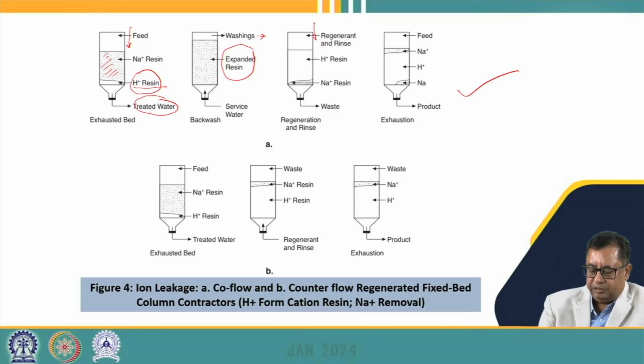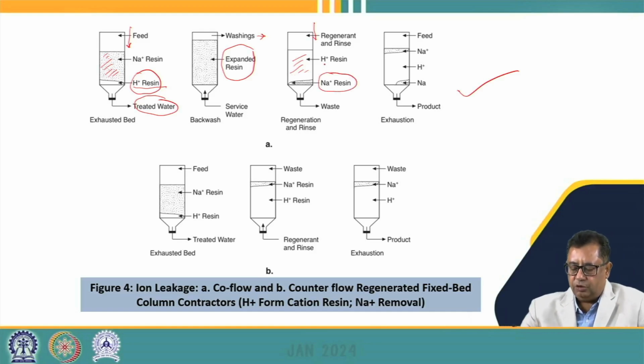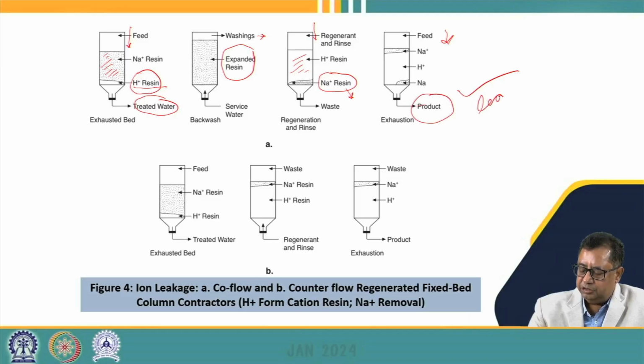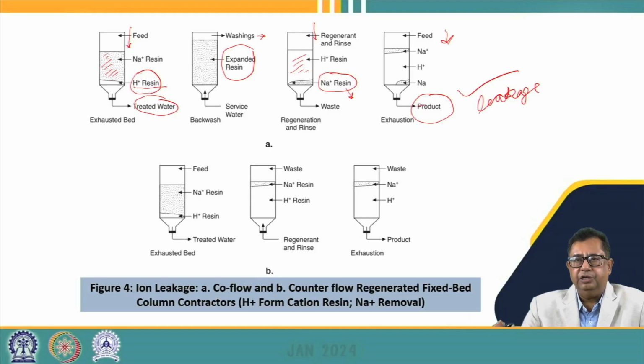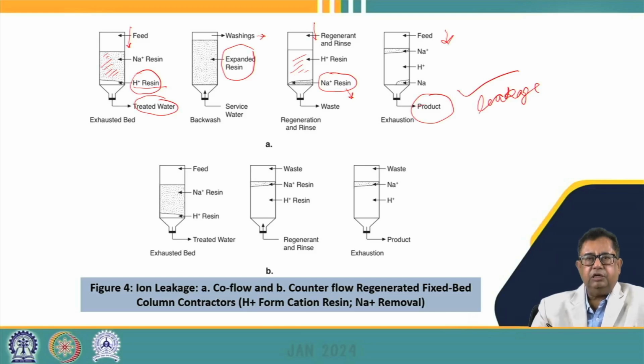That's why it is called the co-current method, and we see that the top layers again will be replaced by the H plus ions, and it is possible that the sodium ions may not be replaced in the bottom layer. So as soon as we now start the service, the sodium ions in the bottom layer, which remained during the regeneration process, may start coming into the product water initially, and that is called the leakage of the ions. So in the co-current system, we may have a higher leakage coming into the effluent water in the initial stages.